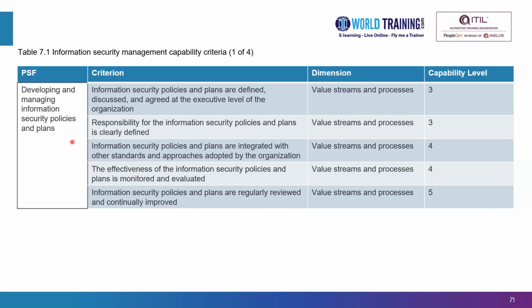We've got 4 slides, one for each of the PSF. So this is the first one, developing and managing information security policies and plans. And we see that all the dimensions here are from the value streams and processes, and which take us through level 3 to 4 and then to 5. At level 3, the policies and plans are defined, discussed, agreed at the executive level. Responsibility for that is also clearly defined in terms of policies and plans, who is responsible. And the integration happens at level 4.